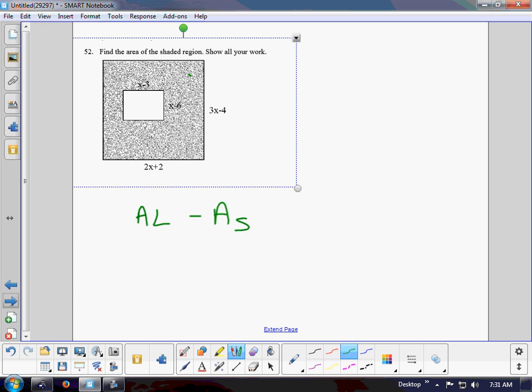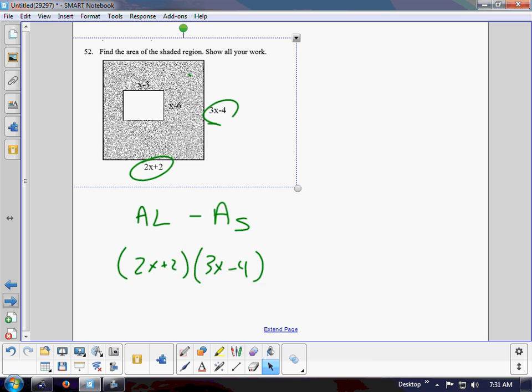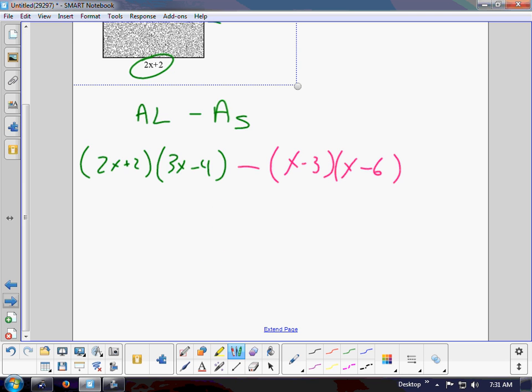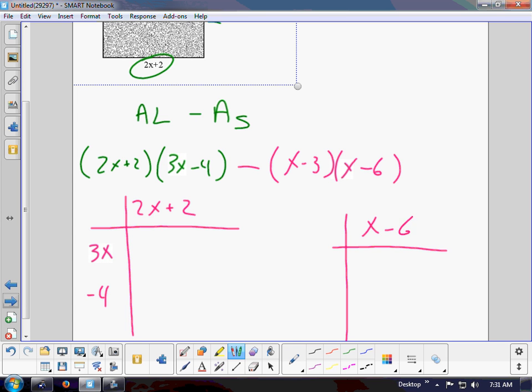Well, the area of the large region would be base times height, 2x + 2 times 3x minus 4. And the area of the other region, the small region, would be x minus 3 times x minus 6. Now this one you have to multiply out. I would make a chart for this one, 2x + 2, 3x minus 4, and make a chart for this one, or you can FOIL, whatever you're comfortable with.